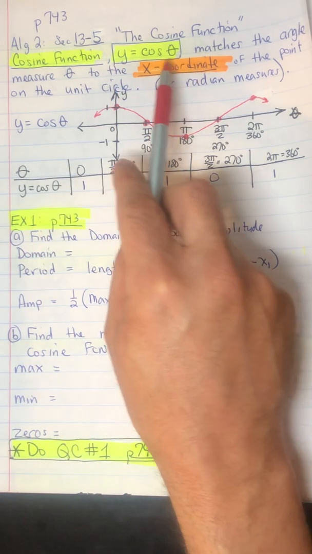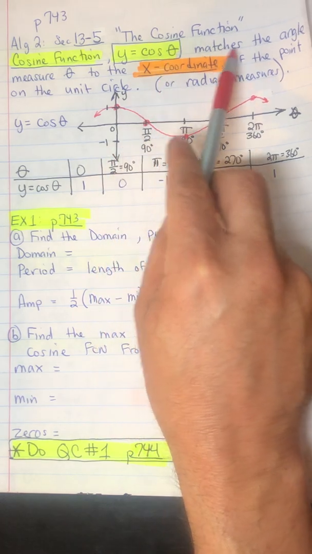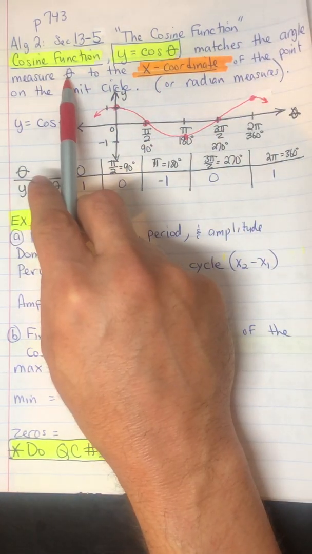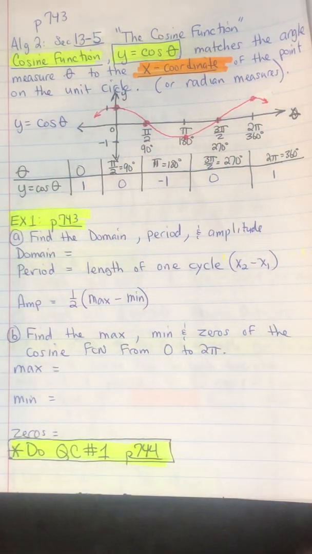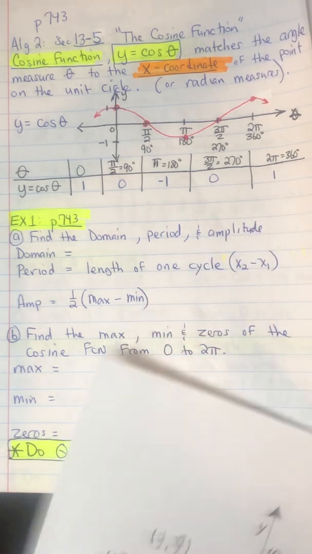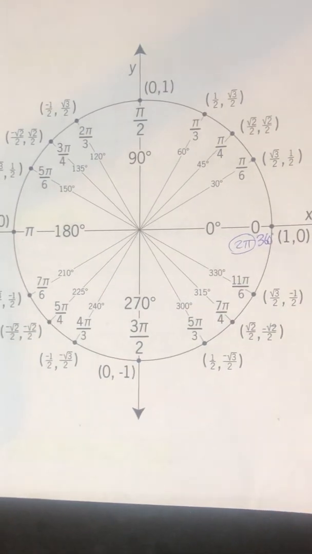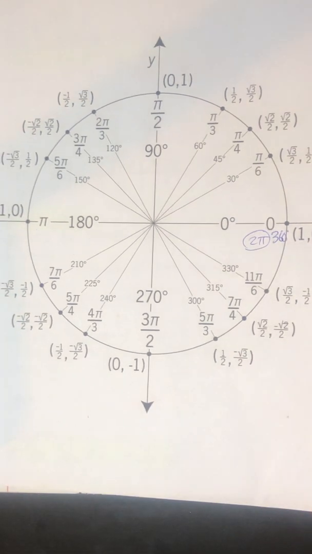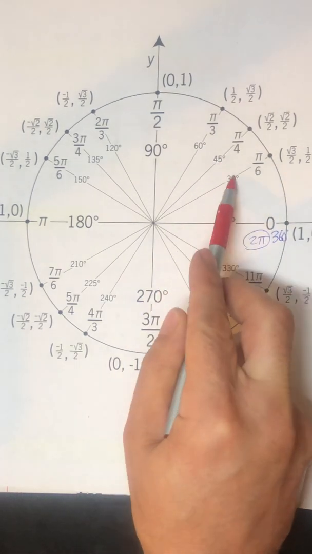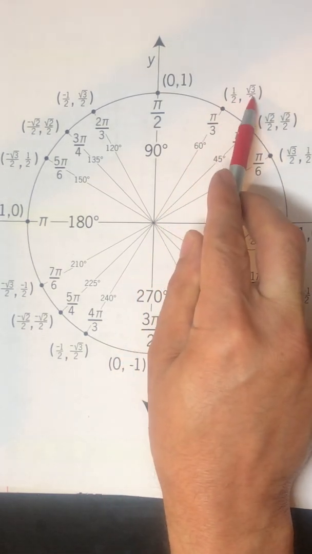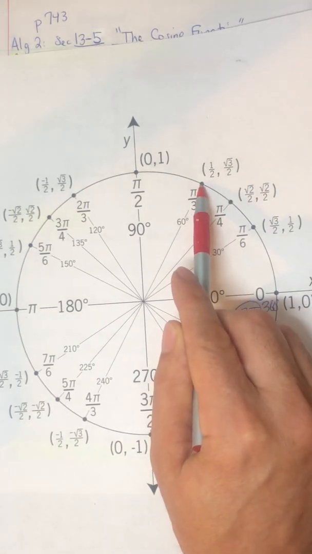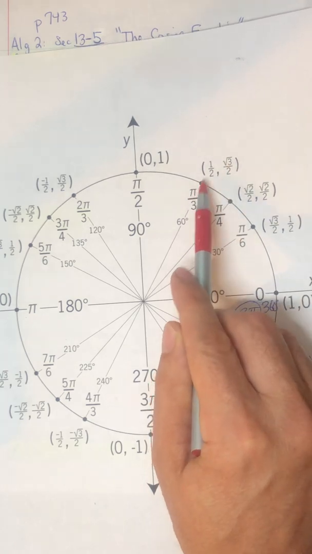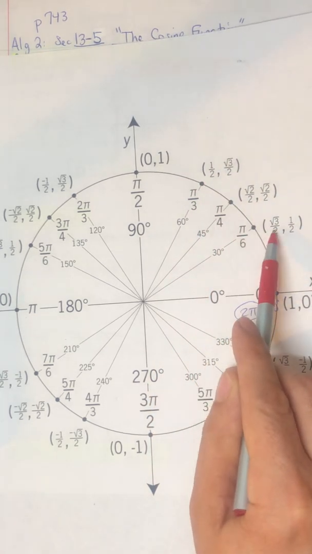The cosine function, again, y equals the cosine of theta, matches the angle measure of theta, which could be in degrees or it could be in radian measures, to the x-coordinate of the point on the unit circle. If you remember the unit circle, you guys should have a copy of the unit circle now and keep it handy, because this is what you need to find the outputs given any input. The inputs would be the degree measures or the radian measures. The outputs are going to be either the x or the y coordinates. For sine, it's the y coordinate of the point on the unit circle. For cosine, it's the x coordinate of the point on the unit circle.